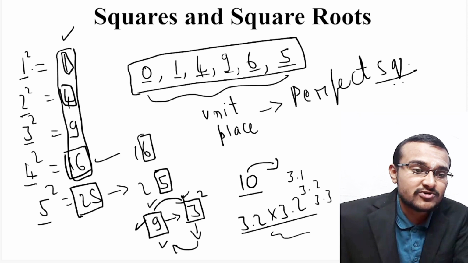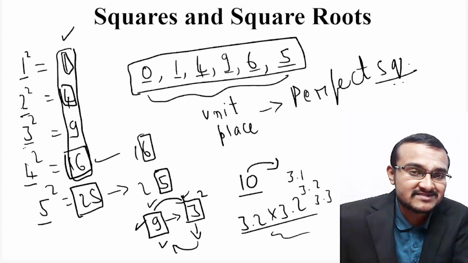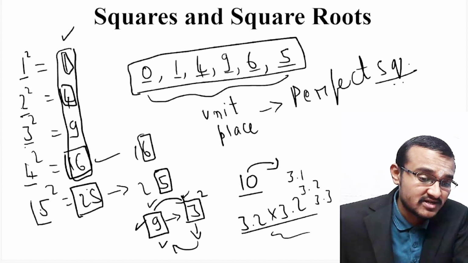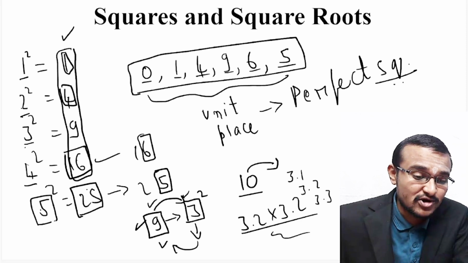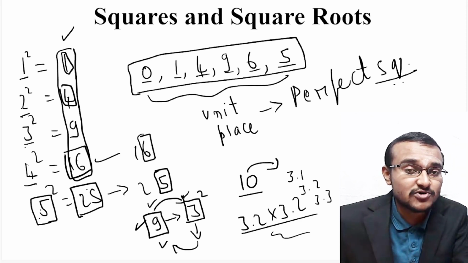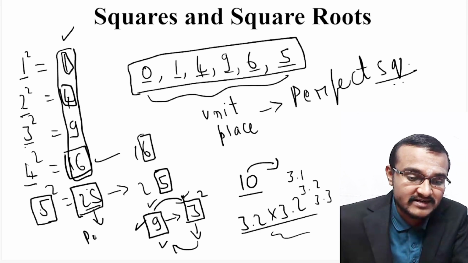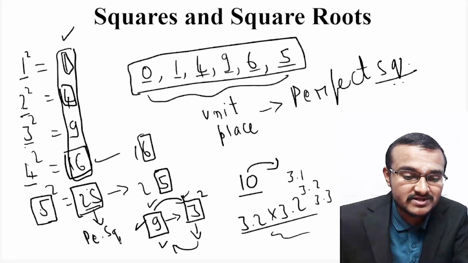So here the square root of 1 is 1, the square root of 4 is 2, the square root of 9 is 3, the square root of 16 is 4, the square root of 25 is 5. So that shows this square root is not in the form of decimals or fractions. So that's why 25 will act as a perfect square. So this is the explanation for a perfect square.